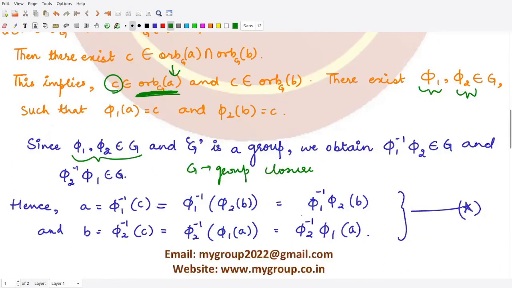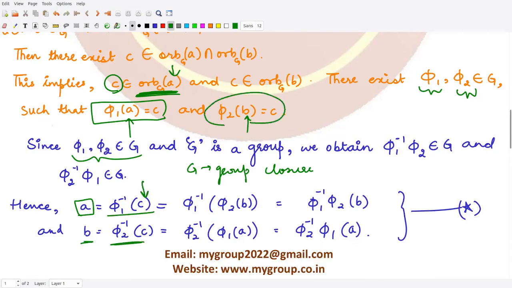So now let's consider this element a. Because phi 1 of a was equal to c, what is the value of a? a is equal to phi 1 inverse of c. Similarly, what is the value of b from here? b is equal to phi 2 inverse of c. So we have a as phi 1 inverse of c and b as phi 2 inverse of c. Now if you see, what is the value of c here in terms of b?